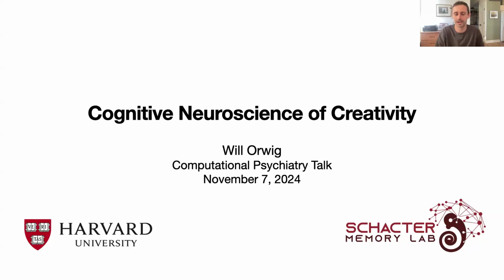So my name is Will Orwig. I'm a fourth year PhD student working with Dan Schachter. And some of you may know Daniel Schachter's work is primarily with memory and future thinking. And I'm sort of extending that work about memory, episodic memory, towards creative thinking. So that's what I'll be talking about with you today.